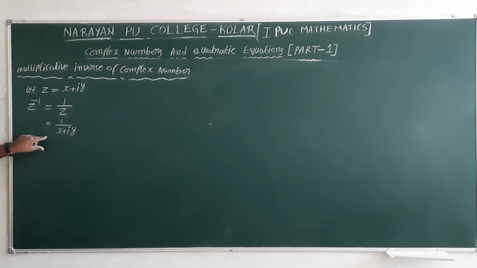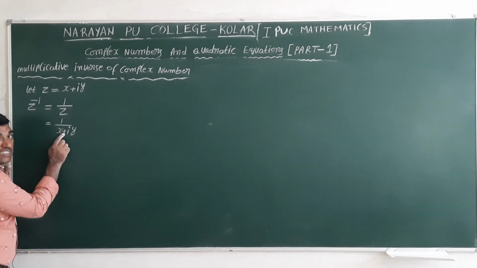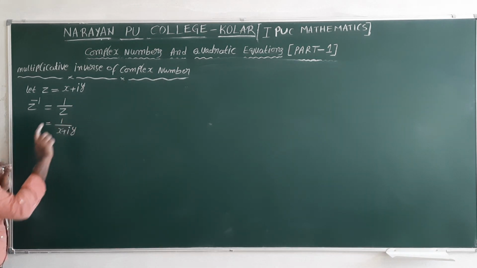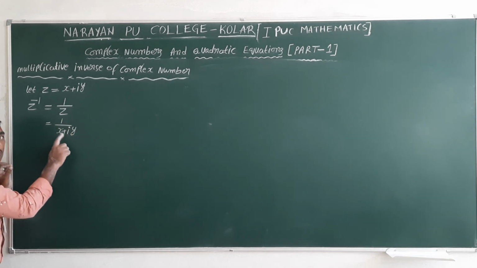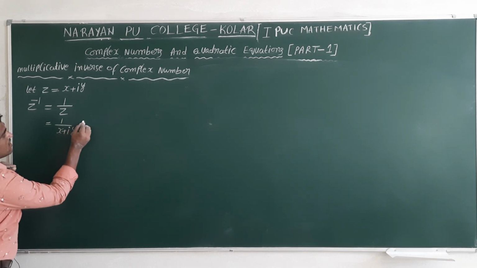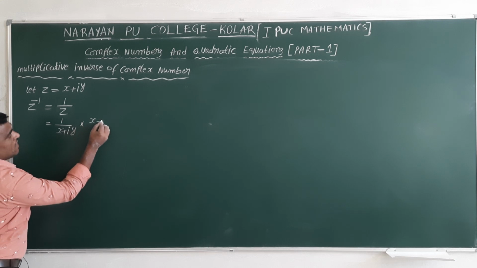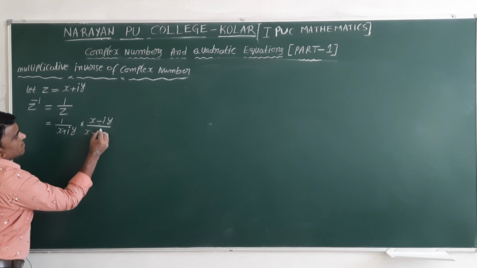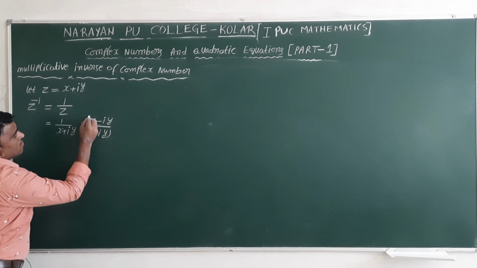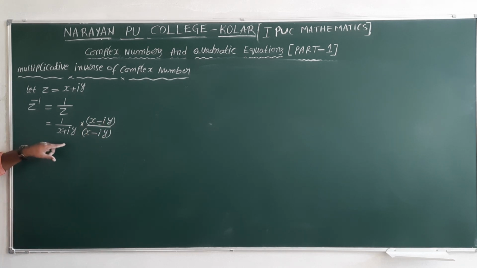To change to standard form, we need to rationalize this denominator. We know how to rationalize. If it is plus, we divide and multiply with minus. If it is minus, divide and multiply with plus of the given number. In the same manner, rationalize the denominator: x minus iy divided by x minus iy. Divide and multiply the denominator with the rationalization.